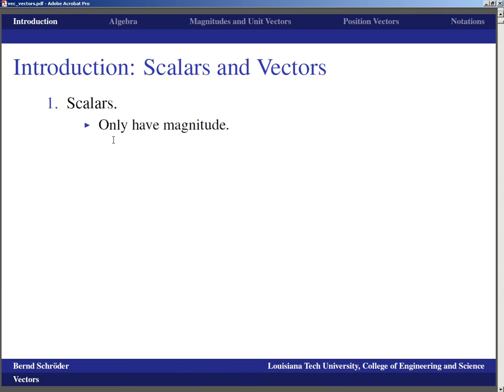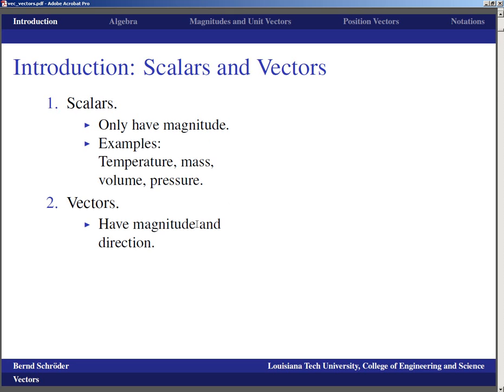Scalars are quantities that only have magnitude, so those are things like temperature, mass, volume, or pressure. These are all quantities that can be measured at isolated points in space, and we just get a number. However, there are also other important physical quantities that are vectors. And vectors have magnitude and direction. So examples of vectors are the velocity, the force, or the magnetic field.